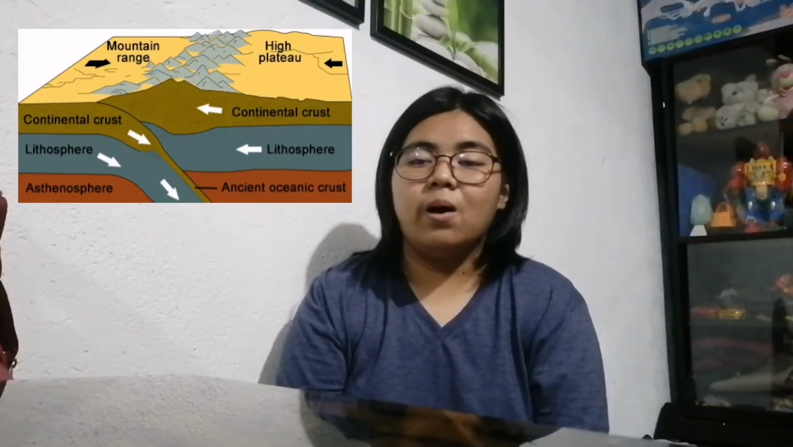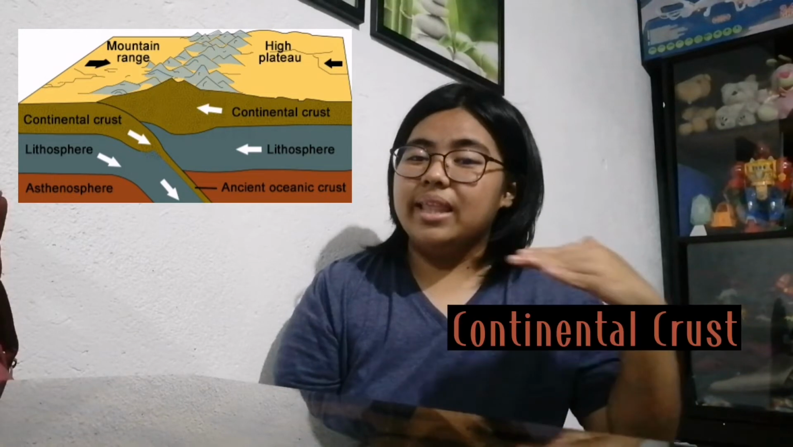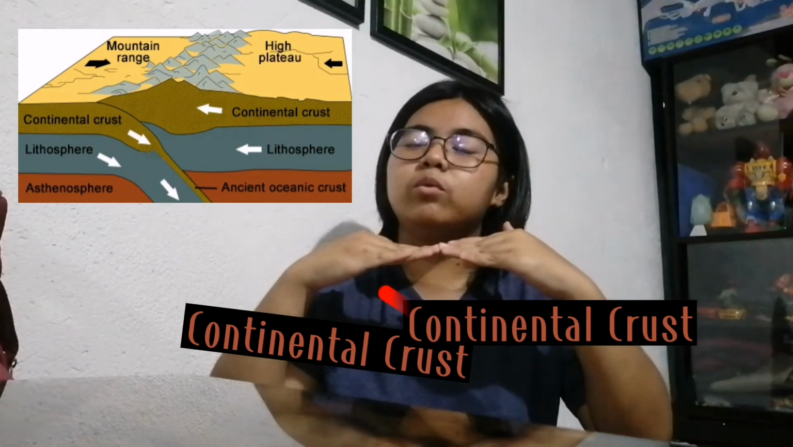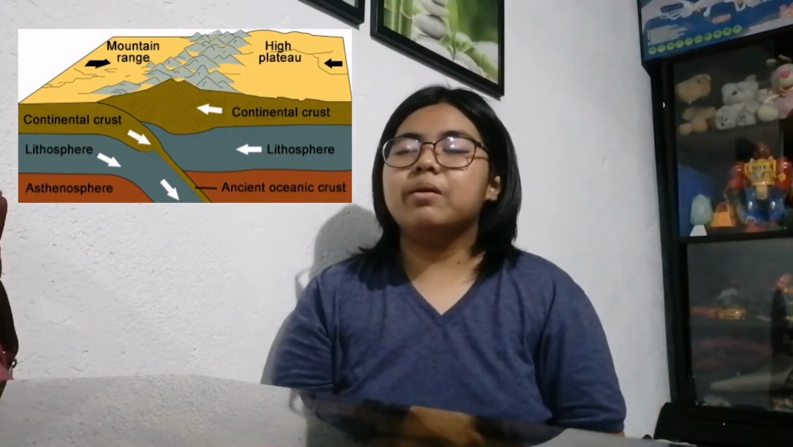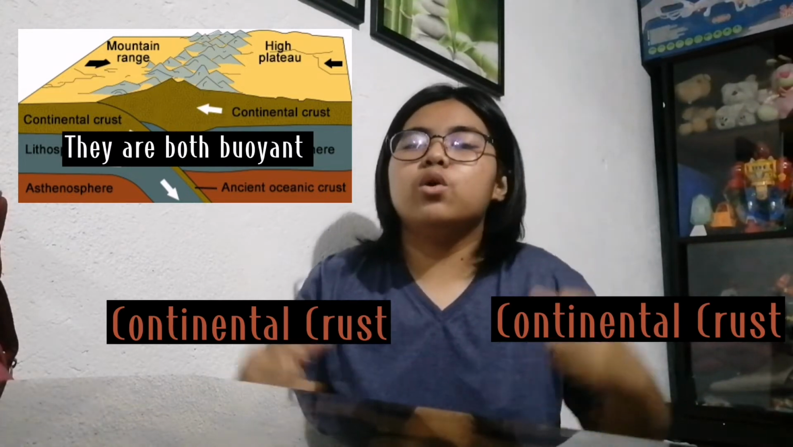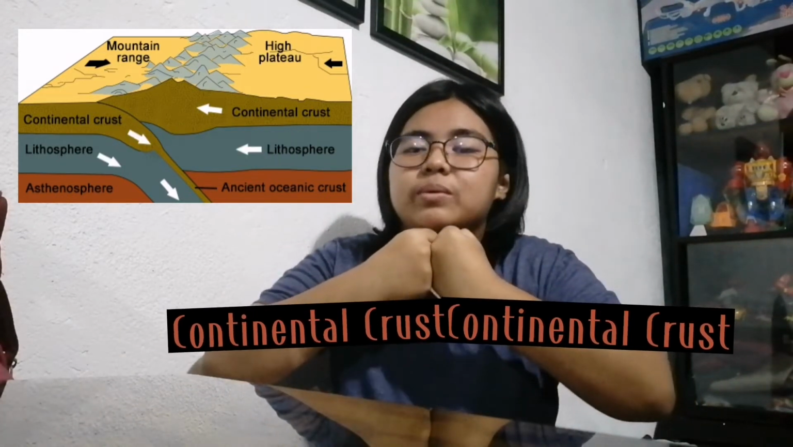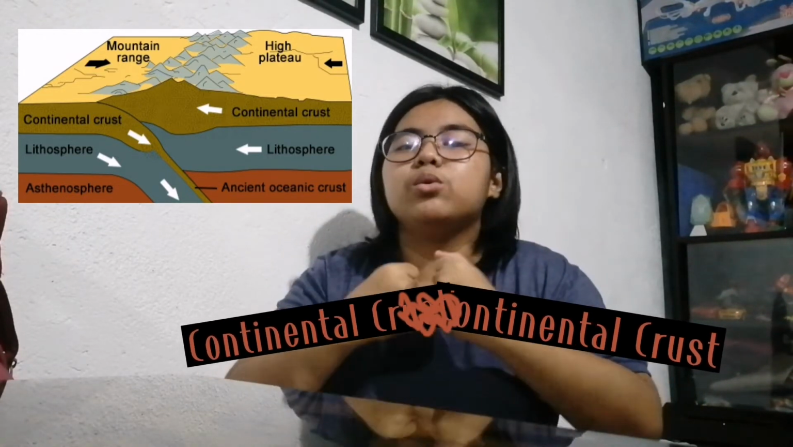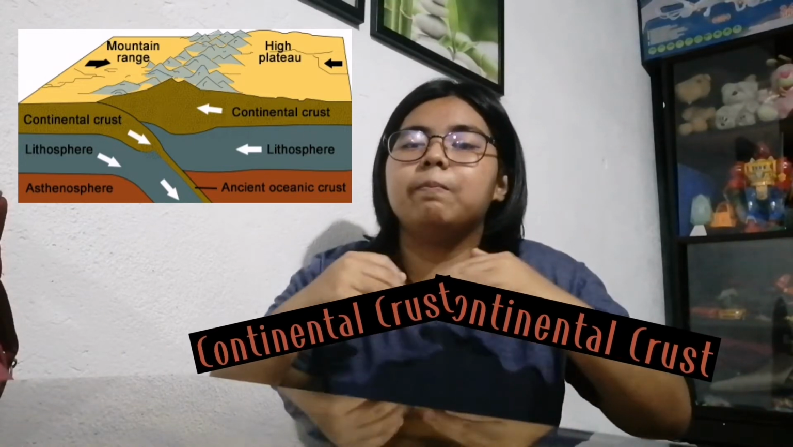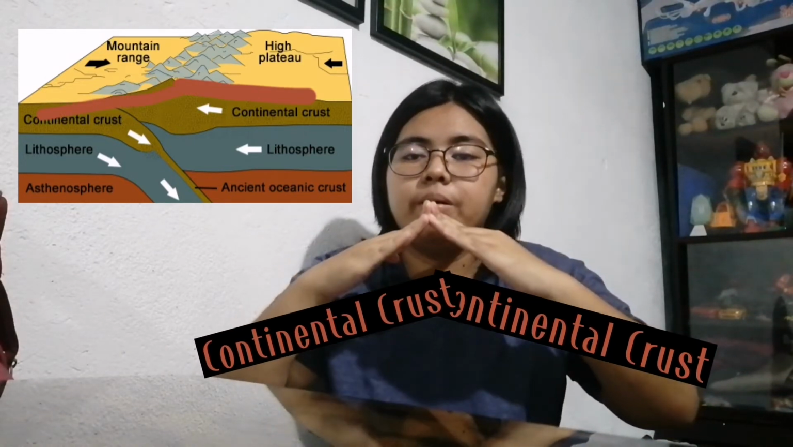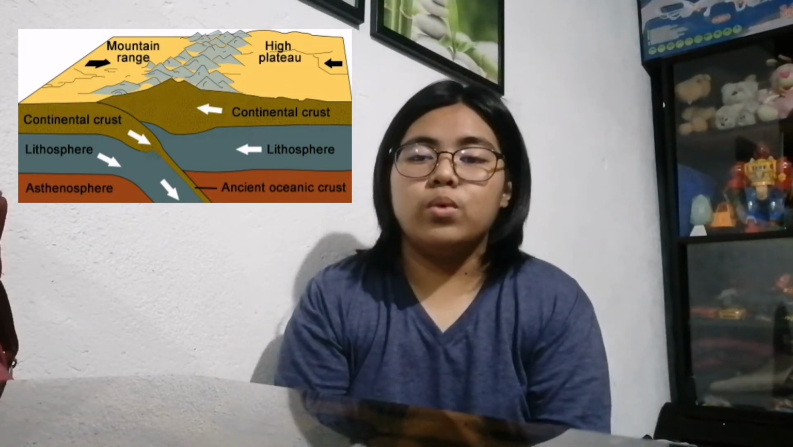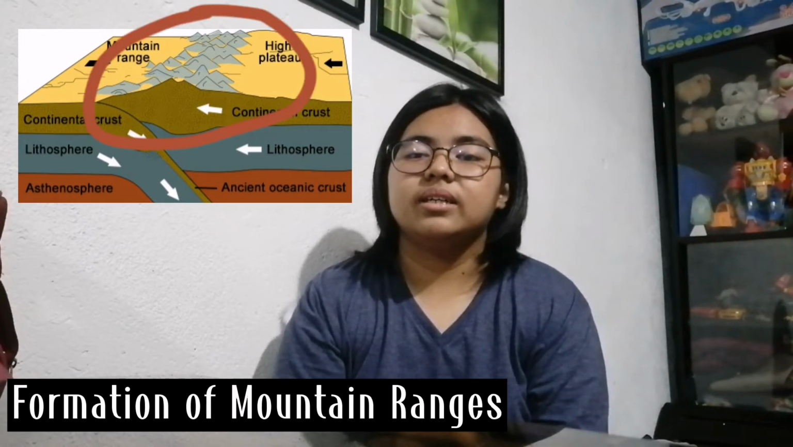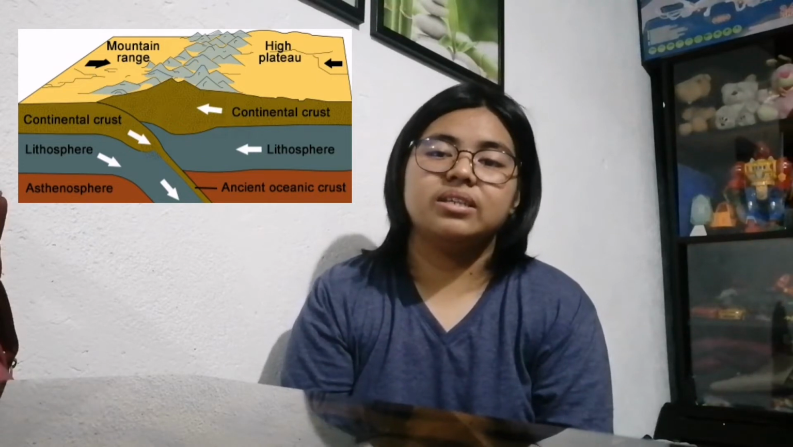The continental to continental convergence. When the continental and continental crust move towards each other, neither of them will undergo subduction. This is because they are both buoyant. So when they are moving towards each other, it creates force, it creates pressure that forces these plates to go up. We can see the formation of mountain ranges, and while this happens, we can sense an earthquake.